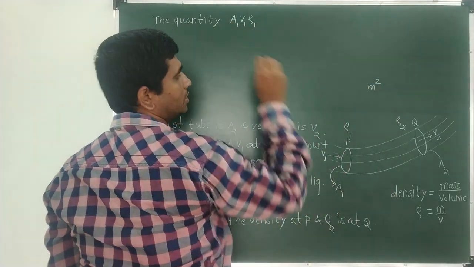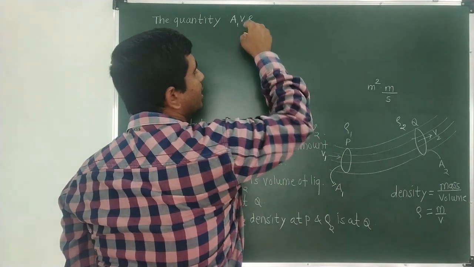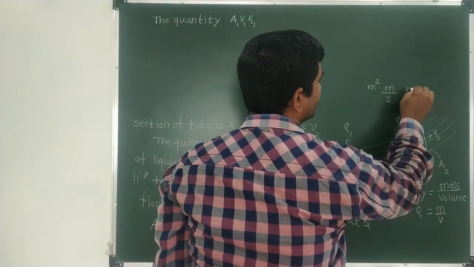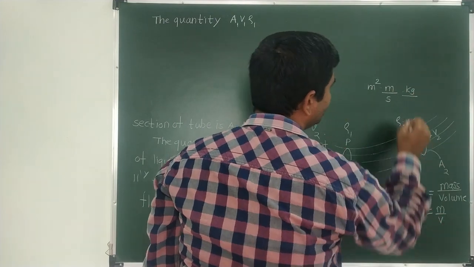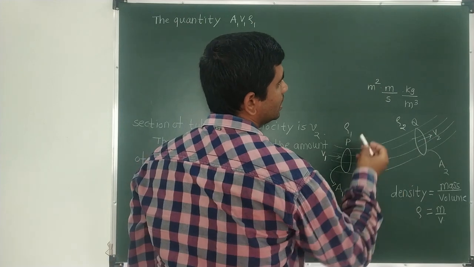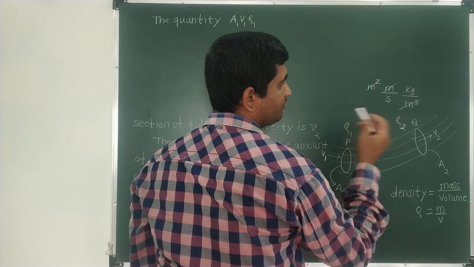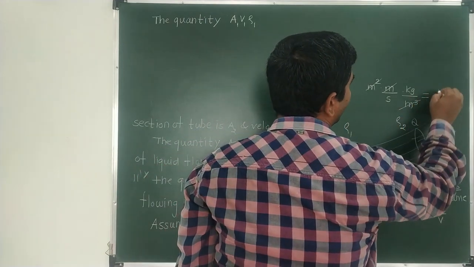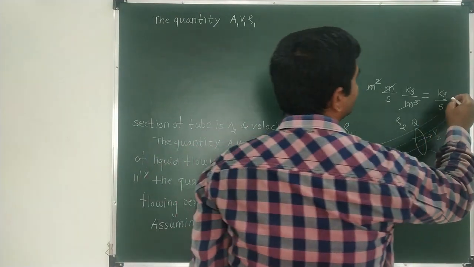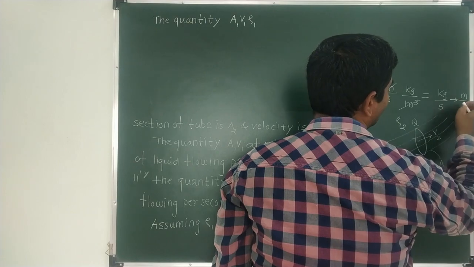square. Velocity is measured in terms of meters per second in SI unit, and density is nothing but mass upon volume. Mass is measured in terms of kilogram, upon volume measured in terms of meter cube. Okay. So what is this? If I consider this meter cube and this meter square and this meter, they will cancel each other, and what you will get is kilogram per second. So kilogram is a unit of mass, and this is a unit of time.